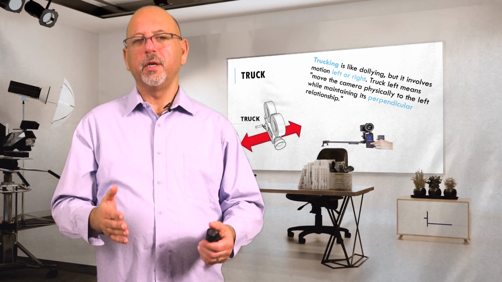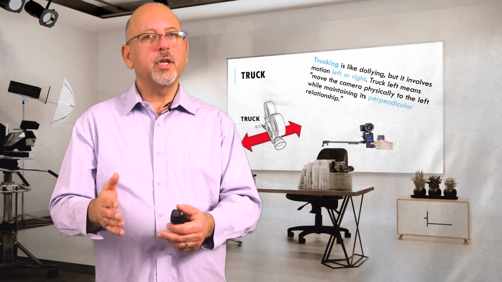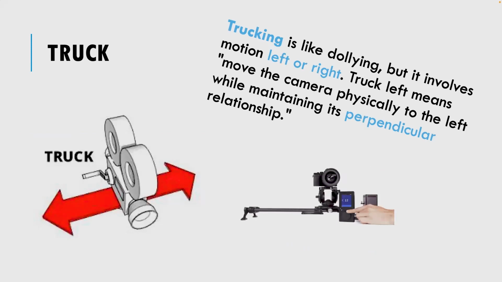The next kind of movement is called a truck. A truck is when the camera moves physically side to side. This is not a pivot. The camera is not pivoting on its mount on the tripod, but it's sliding, just like this slider you see over in the lower right-hand corner of this slide. The camera slides from one direction to the other, left or right. We would truck left or truck right, physically moving the camera perpendicular to its subject.